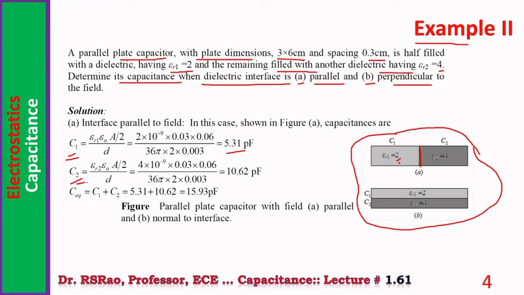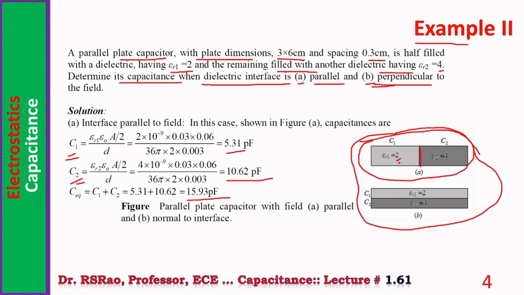Similarly, C2 is the capacitance of the right half of the capacitor. Area is half. Of course, spacing remains the same, no change, as given 0.3 cm. Epsilon becomes epsilon R2 epsilon naught. Substitution results in C2 being equal to 10.62 picofarad. The total capacitance of this composite capacitor is C1 plus C2. It comes out to 15.93 picofarad.